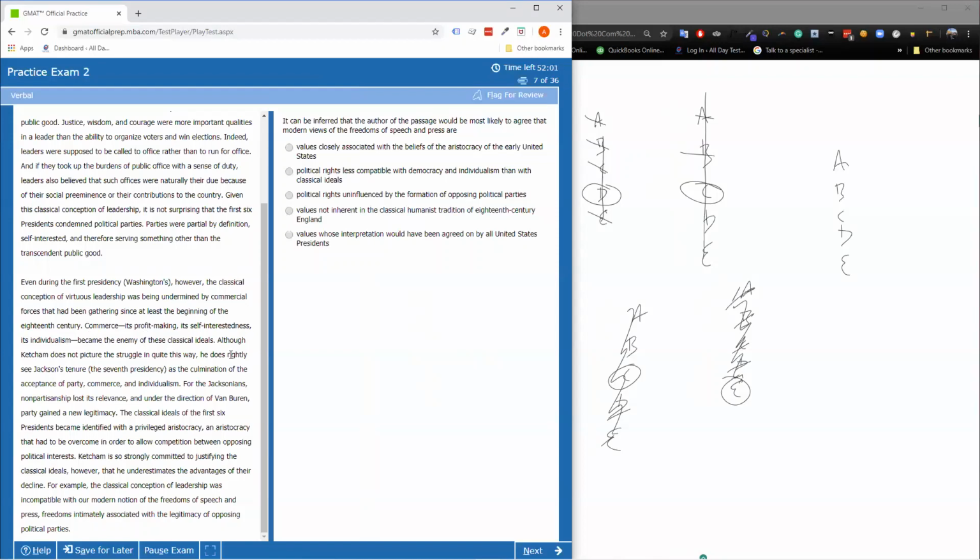Although Ketchum does not picture the struggle this way, he does rightly see Jackson's tenure, the first after the 6, as the culmination of the acceptance of party, commerce, and individualism. For the Jacksonians, nonpartisanship lost its relevance, and under the direction of Van Buren, party gained a new legitimacy. The classical ideals of the first 6 presidents became identified with a privileged aristocracy, an aristocracy that had to be overcome in order to allow competition between opposing political interests.